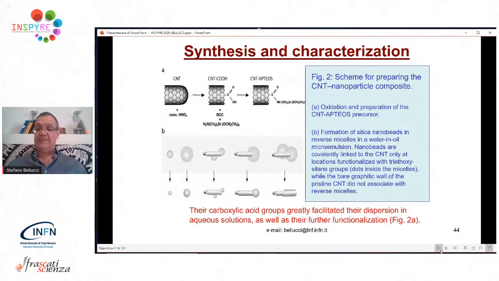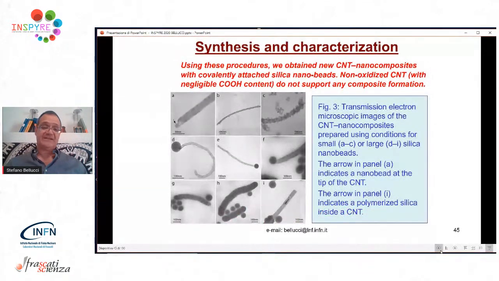It's obtained by a precursor in a complicated but standard technique of growing nanoparticles in a micelle. The micelle is actually reverse: it is obtained not in an oil-in-water but in a water-in-oil micro emulsion. And inside these micelles, we can grow, with a predefined size, a nanoparticle of silicon, chemically bonded to the carbon nanotube site where the defects are.